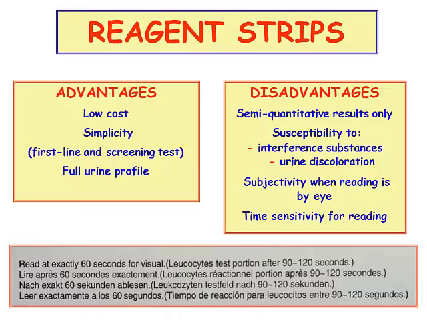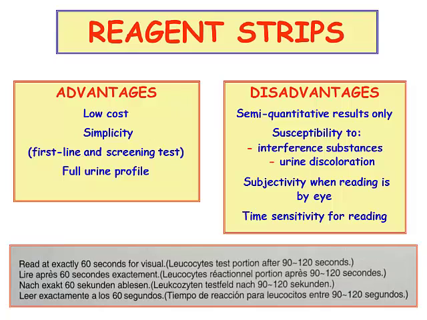The reagent strips have several important advantages. They have low cost, they are very simple to use, and they are used as a first-line screening test. And they offer you a full urine profile. You don't only have the presence or absence of proteins, but also information about hemoglobin and other parameters, which are very important. However, this method also has disadvantages.